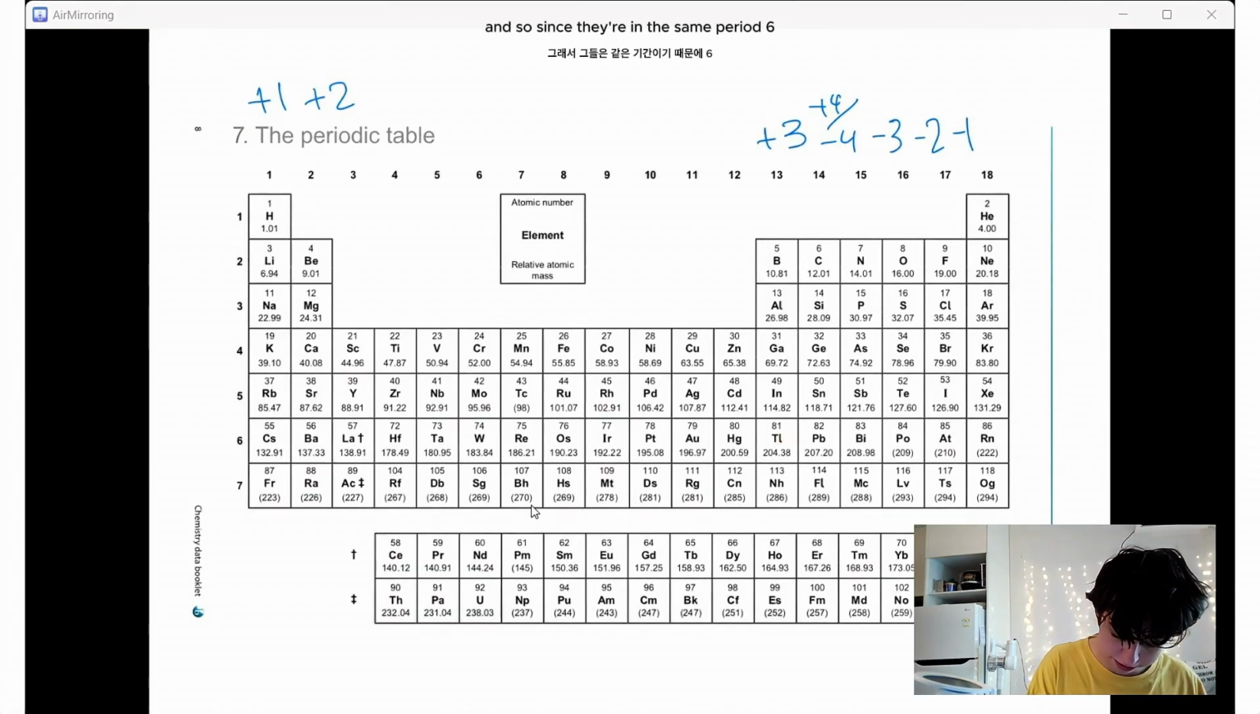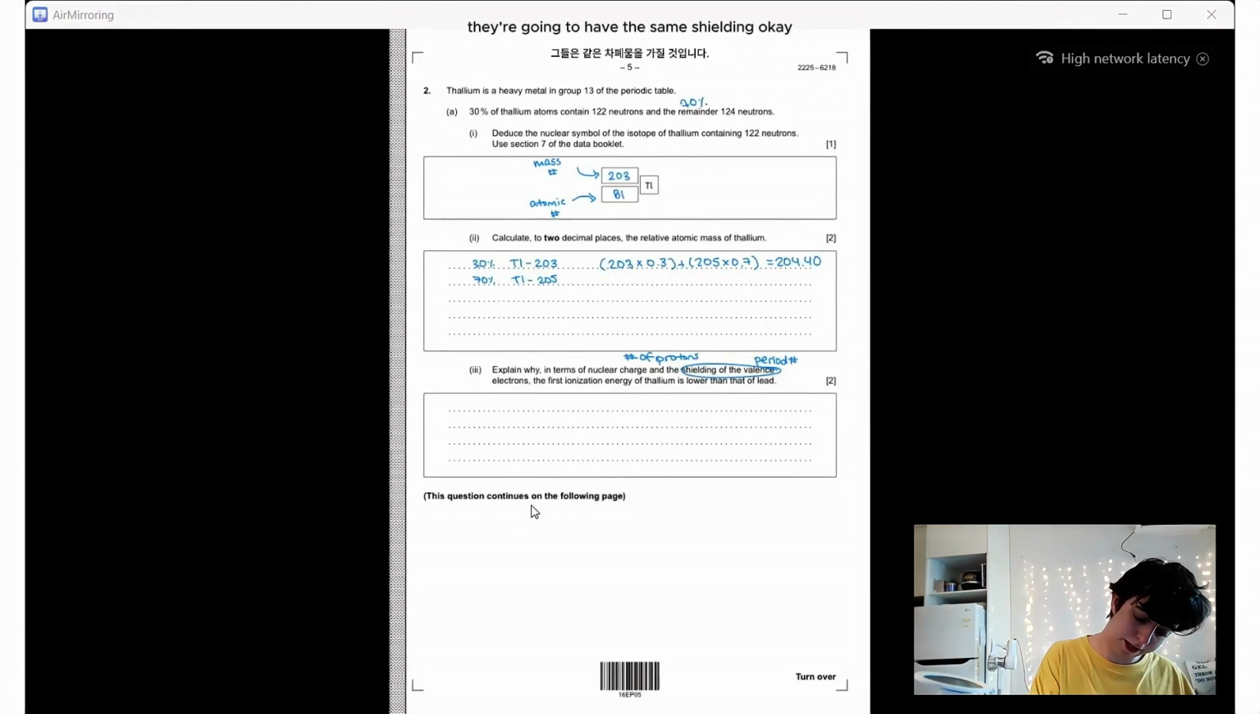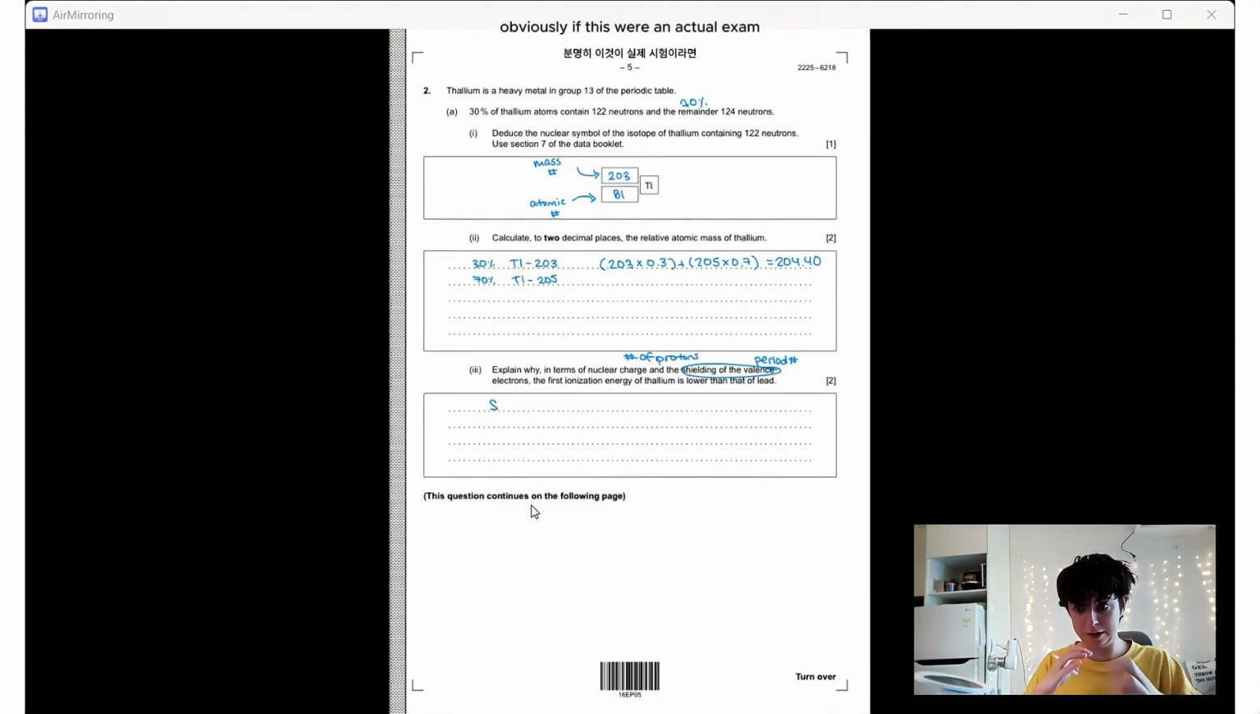Since they're in the same period 6, they're going to have the same shielding. Obviously, if this were an actual exam, I would put that thallium and lead have the same shielding.